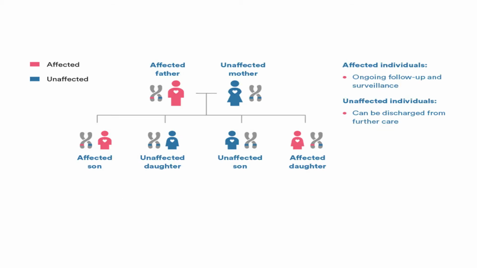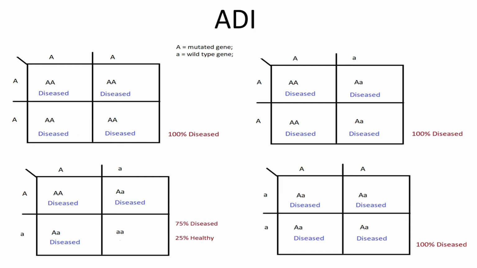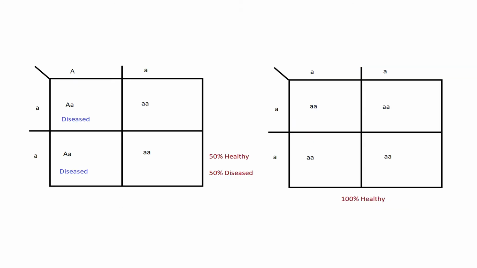Here we can see the affected father mates with an unaffected mother, and there is one affected son and one affected daughter and an unaffected son and daughter. They maintain the rules of ADI. It is the classical pedigree tree of ADI, autosomal dominant inheritance. And this is the Punnett square of autosomal dominant inheritance, where capital A represents the mutated gene and small a represents the wild type gene.